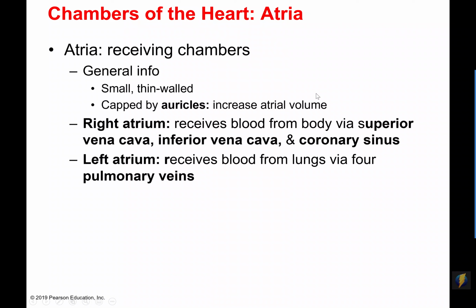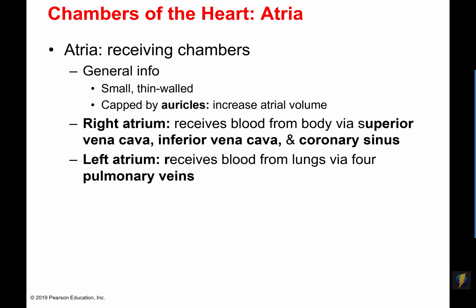So the atria, as I mentioned, are the chambers of the heart that receive blood from the body. They are quite small chambers with very thin walls, and in fact they are so small that they are covered by little flaps of tissue called auricles, which help increase the volume of blood that can be contained inside the atria. Most of the body of the heart is not the atrial chambers, but these ventricular chambers.